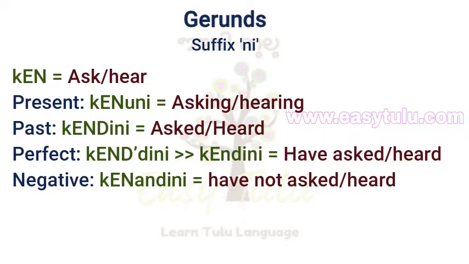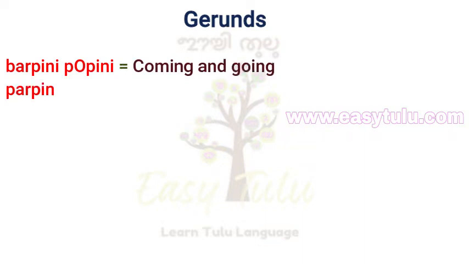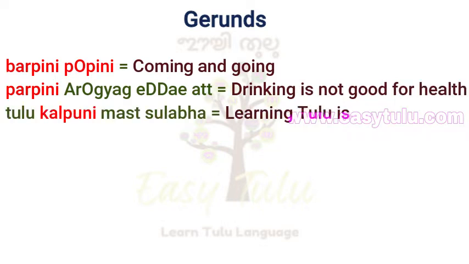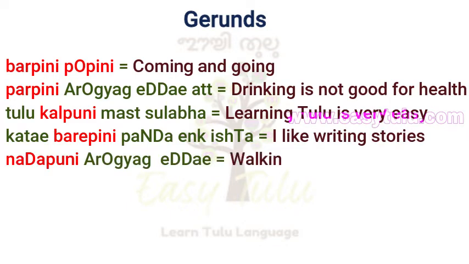Okay, now let us see few sentences using gerunds. Gerunds are mainly used as nouns. Barpini popini, coming and going. Barpini arogyaku edath, drinking is not good for health. Tulu kalpuni mast sulabha. Learning Tulu is very easy. Kate barapini panda ink ishta. I like writing stories. Nadapuni arogya edda. Walking is good for health.